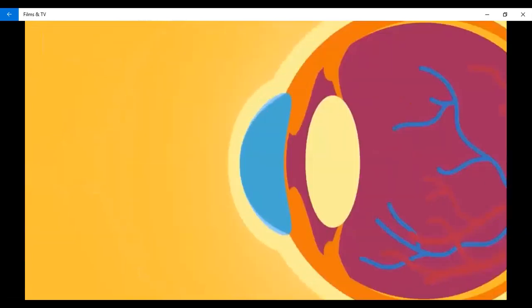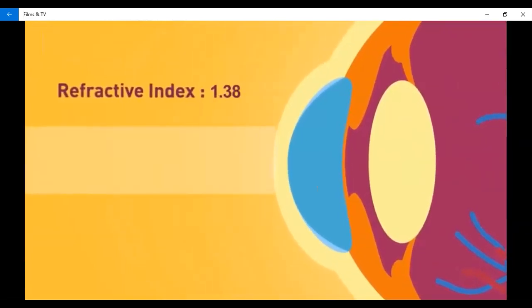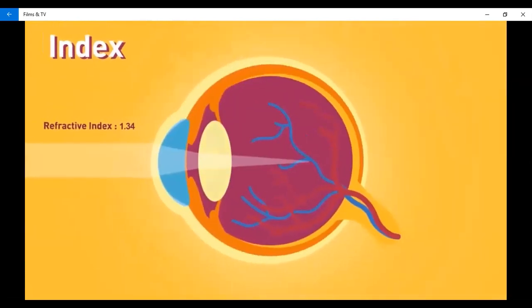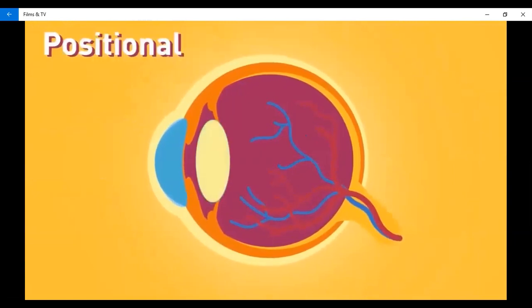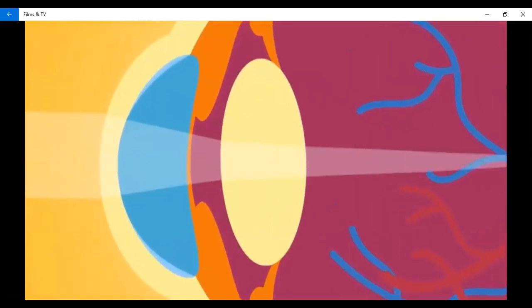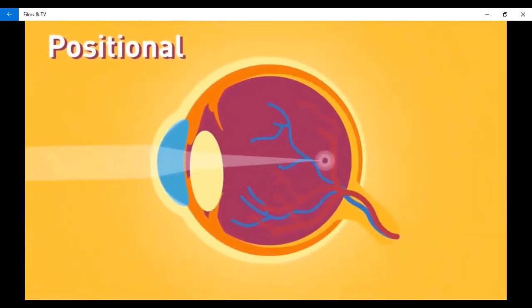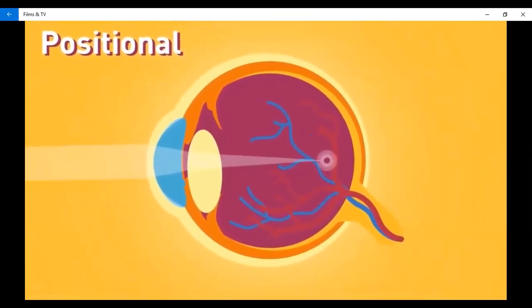Index. Increase in refractive index, i.e. light bending, focusing power of the lens, for example in cataract. Positional. Anterior displacement of lens, e.g. after trauma. This again causes light rays to be focused in front of retina.